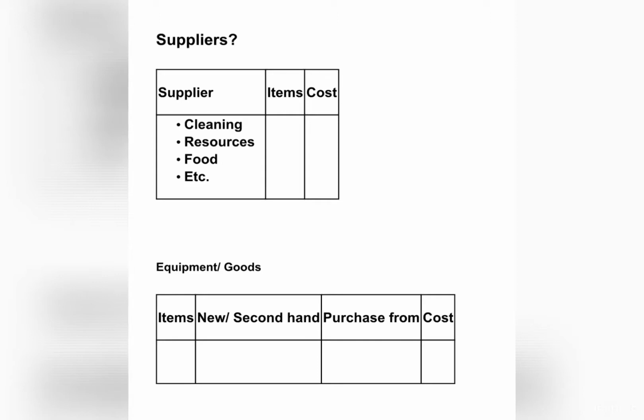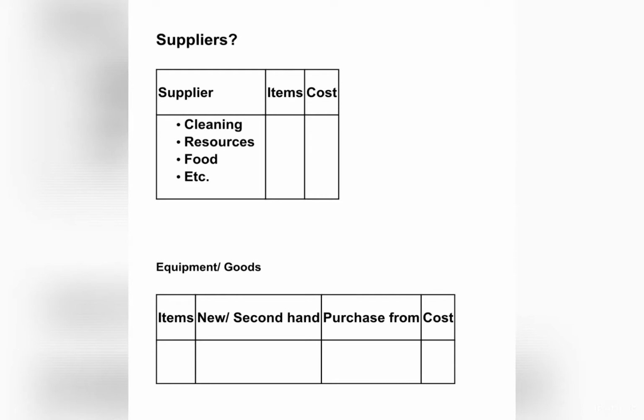And the next important thing is you can start listing things like suppliers. Where are your resources going to come from? What is needed? What are the supplies for your business? And itemize the cost. Write down one by one all the supplies you need and the items you need. Also equipment and goods you need.